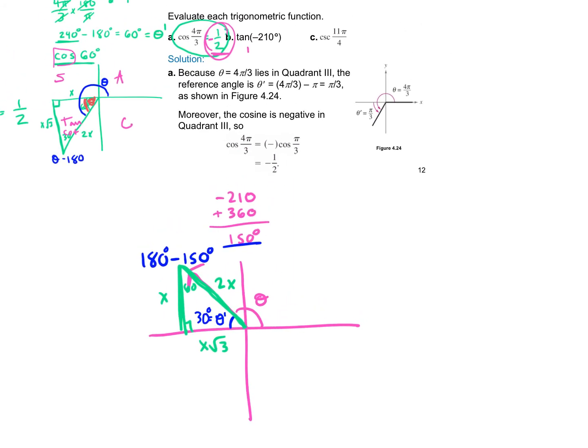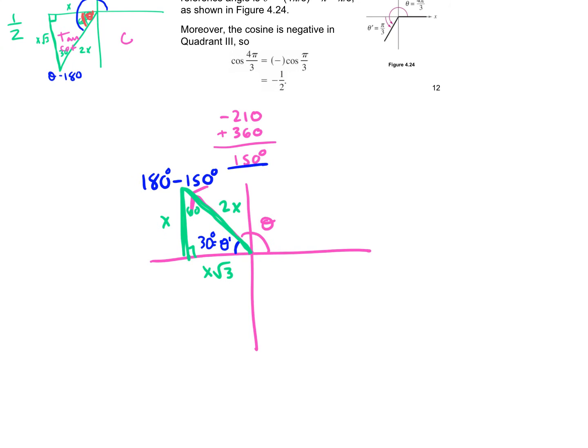Here it asks me to find tangent. So tangent would be what over what? Opposite over adjacent. It would be x over x square root 3. So 1 over square root 3. We have to rationalize it. So what would it be? Square root of 3 over 3.